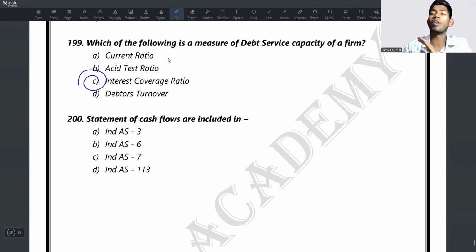Moving to the last question of our 200 MCQ series. Okay, statement of cash flows is included in which Ind AS? Ind AS 7. Okay, before this, the cash flow statement we have already discussed. Ind AS 7 provides the guidance on the preparation of the statement of cash flows, showing cash inflows and outflows categorized as operating, investing, and financing activities. Okay, so with this, we have finished our 200 MCQ series.